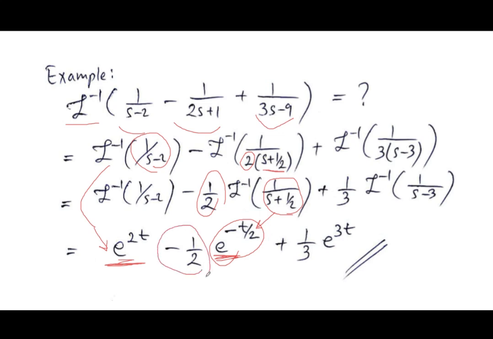And remember, we have the coefficient here. And finally, for the third expression, again, notice 1 over s minus 3. This is again related with the exponential function when we take the inverse Laplace transform. So we can directly say that this is equal to 1 over 3 times e to the power 3 times t. So when we combine all that together, that's our solution for this problem.